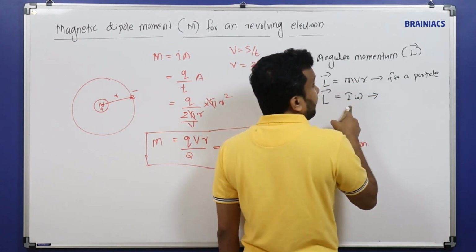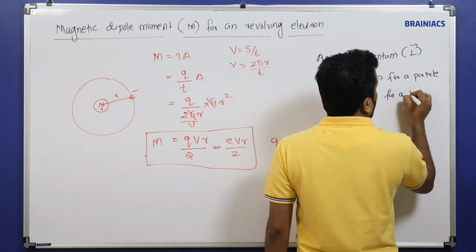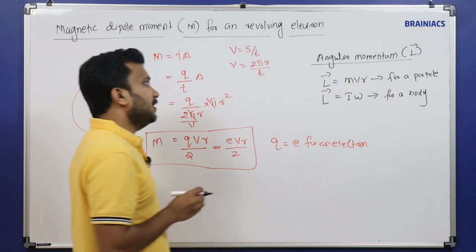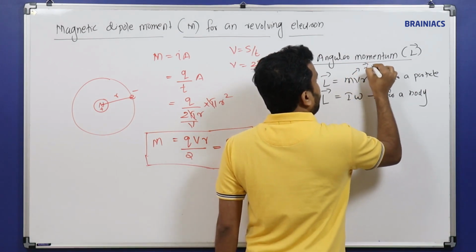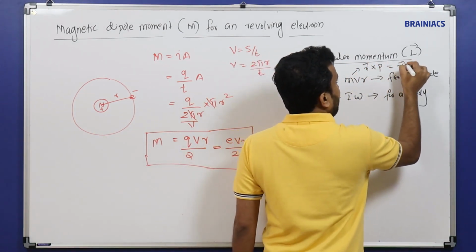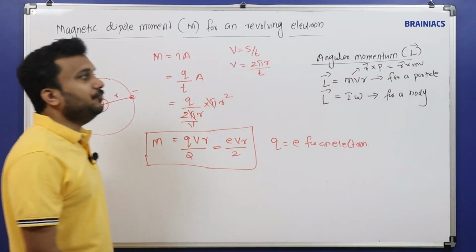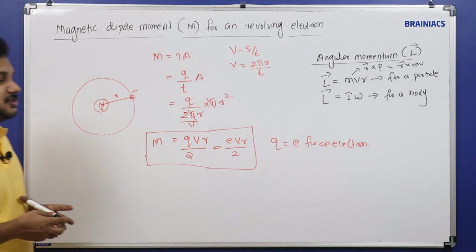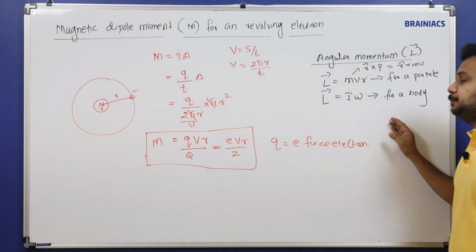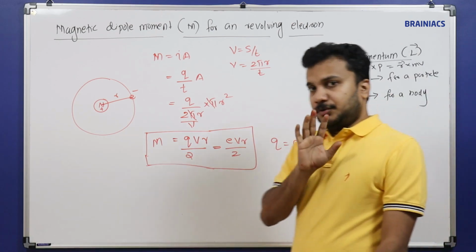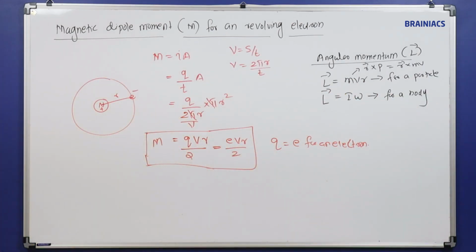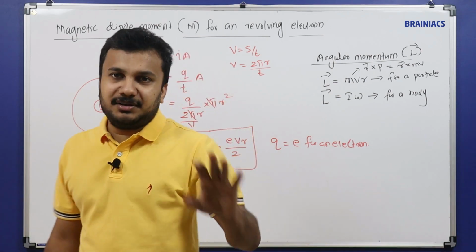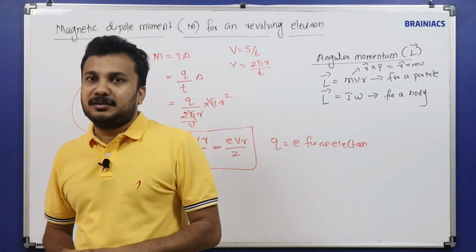This one, with the moment of inertia, is for a body which consists of a number of particles. So angular momentum has two equations. This m v r is also called r cross p. P is m v, so r cross m v comes as m v r. Remember this for the moment. In rotational dynamics we will learn very deeply about this concept. Right now remember the formula. Angular momentum for a particle is m v r, and for a body it is I omega, where I is the moment of inertia and omega is the angular velocity.